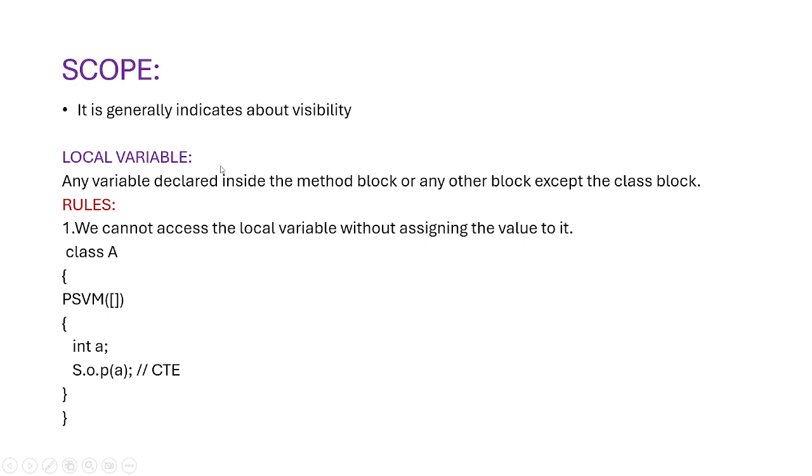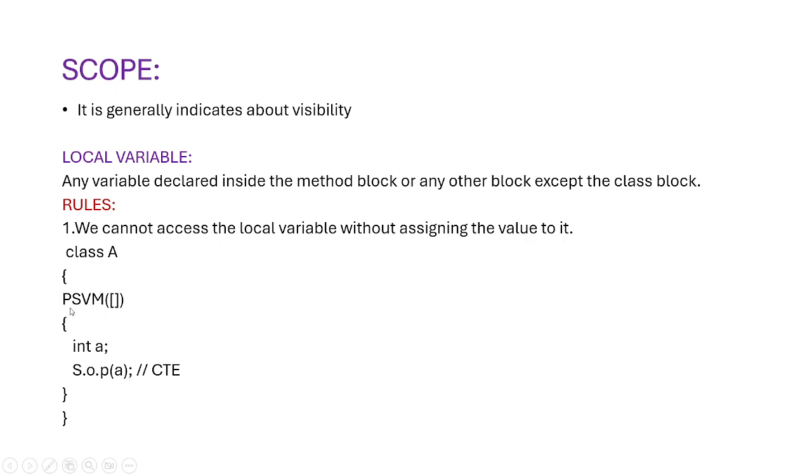I will tell about static and non-static variables in the next video. Now I have covered only up to the local variable. So scope generally indicates visibility. Based on the visibility of the variable we categorize them into three: local, static, and non-static. A local variable has to be inside a method block or any other block, except the class block. So it should not be inside the class block.